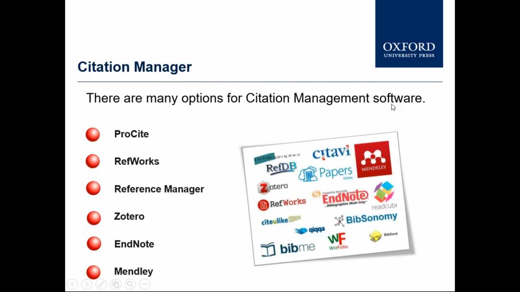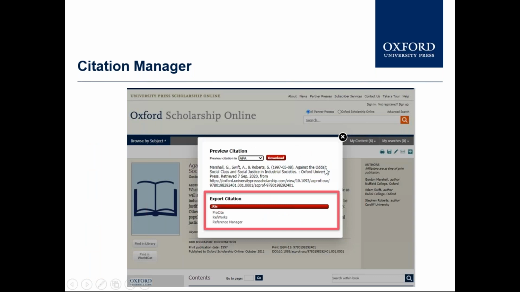Now, there are many, many options for citation manager software. You have ProCite, RefWorks, Reference Manager, Zotero, EndNote, Mendeley. But as you see, in Oxford we support only these three. We don't have support for these. Now, in such a case, suppose your university is using Zotero or Mendeley, we only have these three options. In such a case, you will use a .ris file.